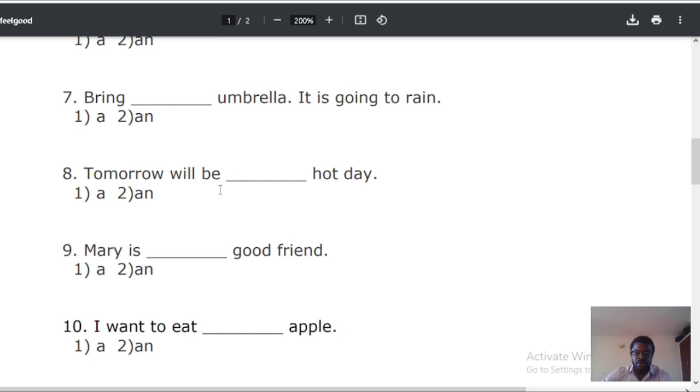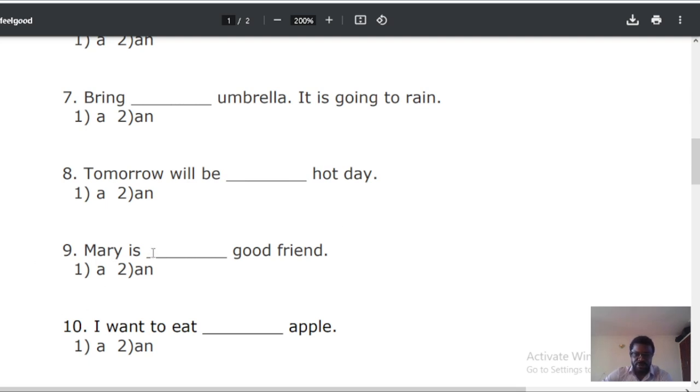Tomorrow will be a hot day, because what? Hot. You see, this one is not silent. Tomorrow will be a hot day. This one is not silent, not like the honest. This one is hot. It's a hot day. So it's not silent like the honest. The H was silent. But here, hot is what? Not silent. So that's why we use a hot day, not an hot day.